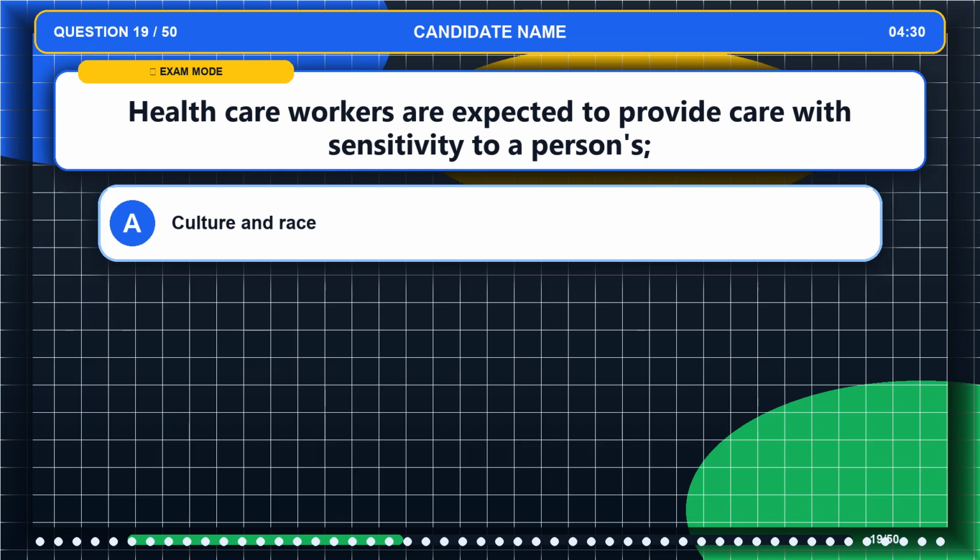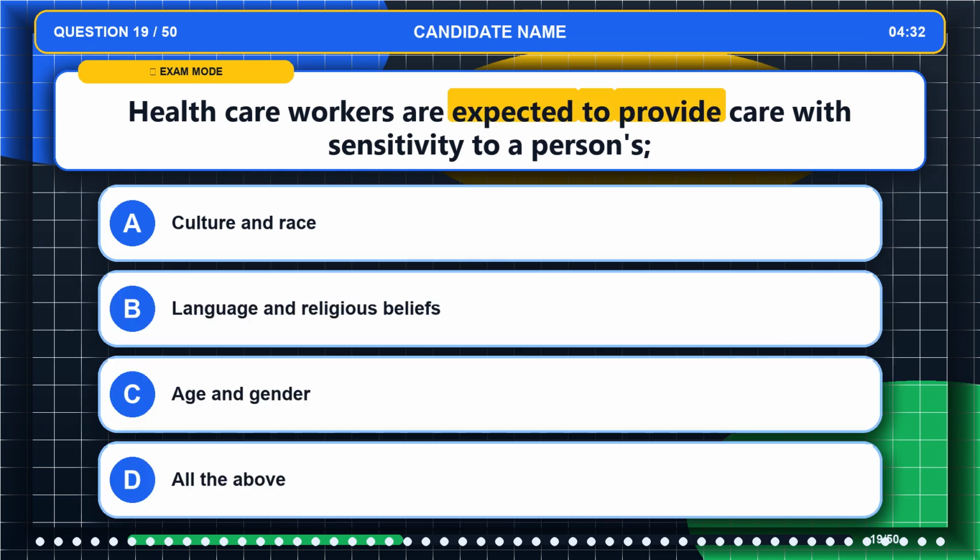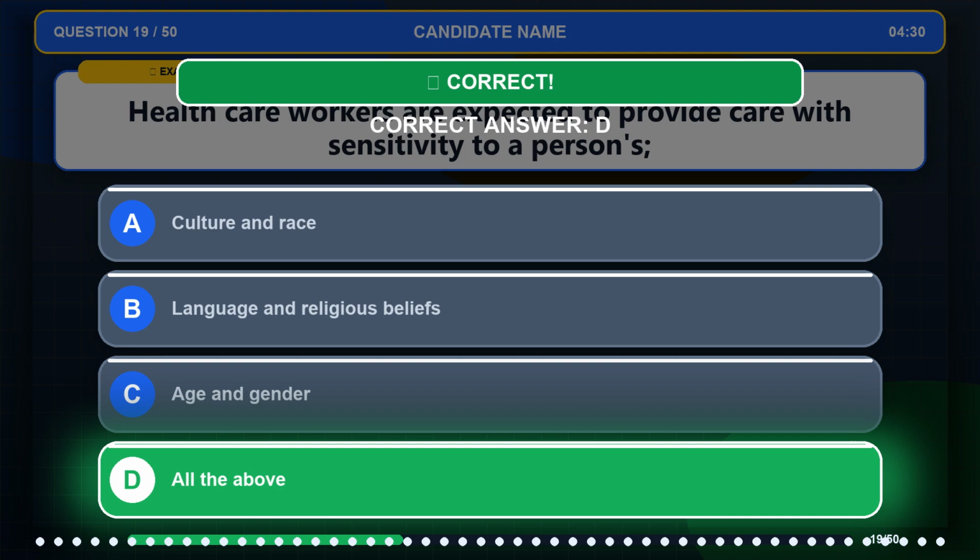Question 19. Healthcare workers are expected to provide care with sensitivity to a person's: Option A, culture and race. Option B, language and religious beliefs. Option C, age and gender. Option D, all the above. The correct answer is option D, all the above.